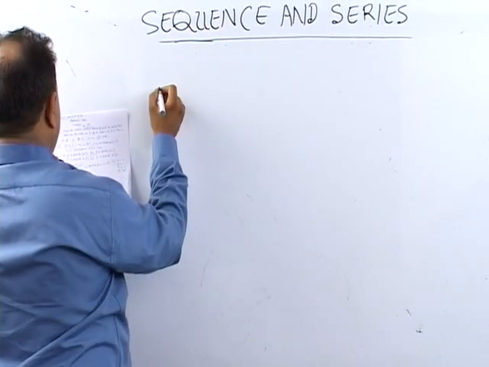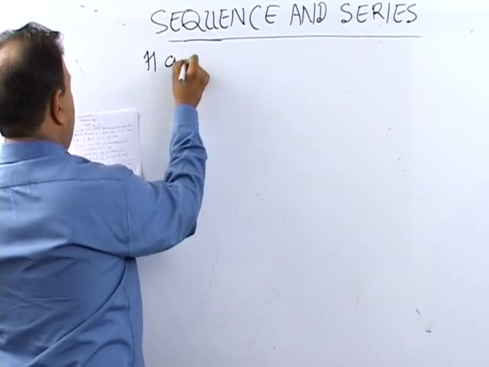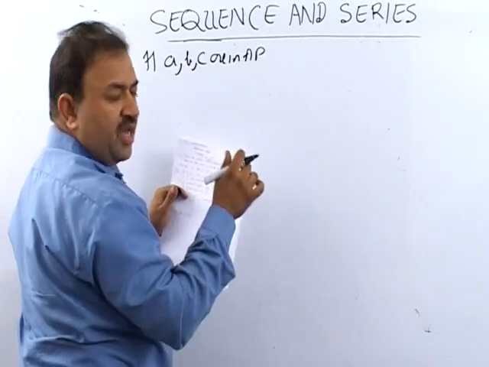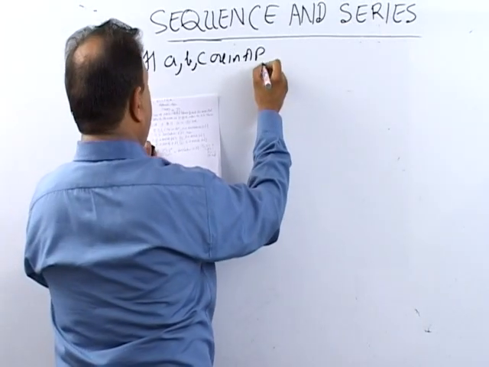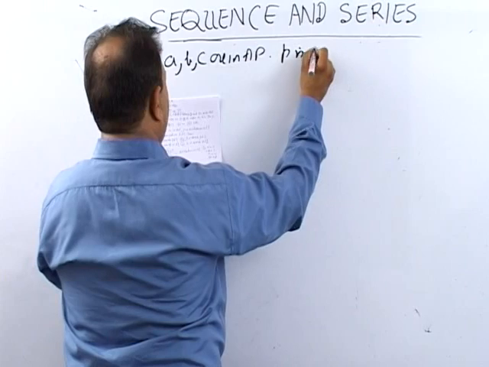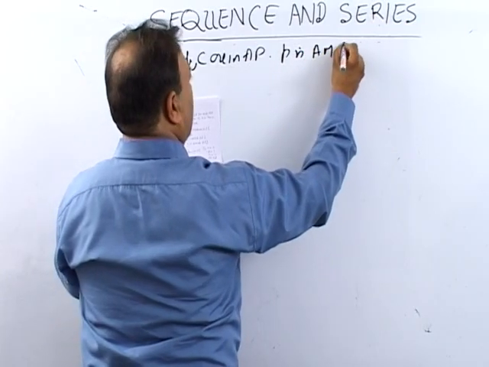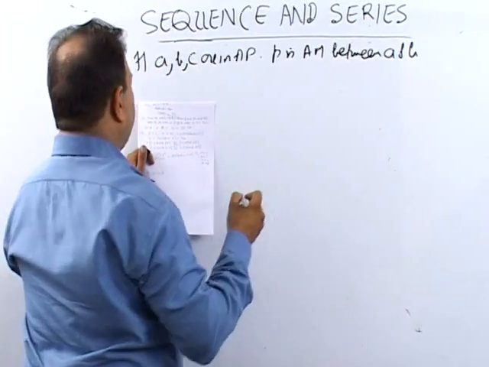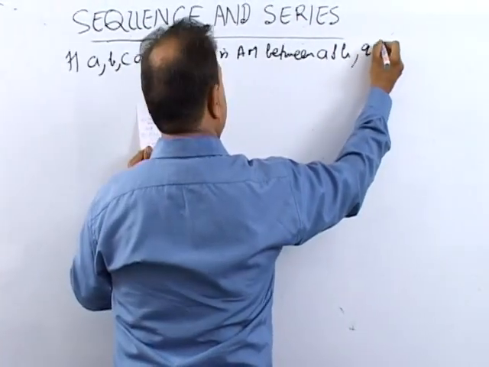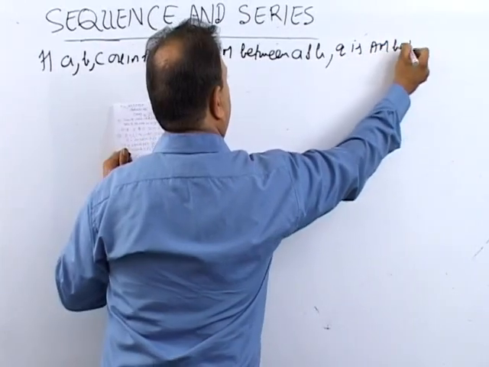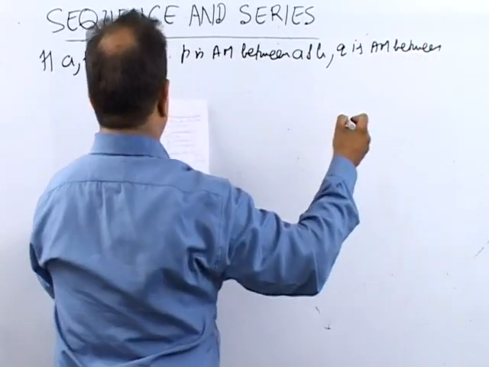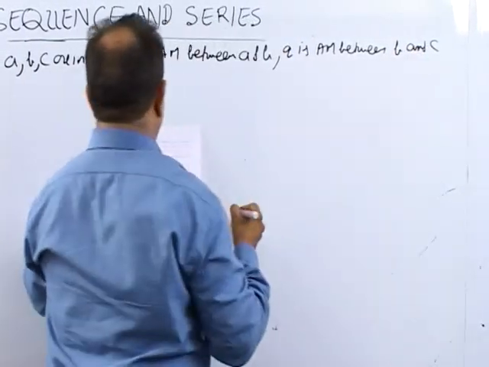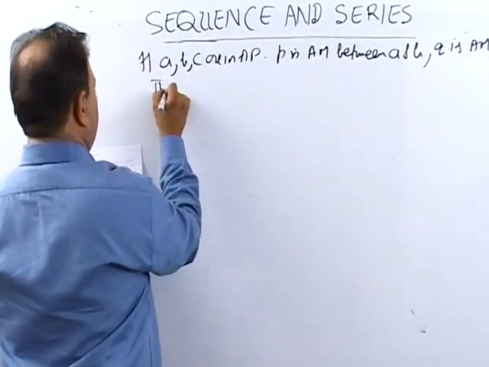The question is: if A, B, C are in AP, and P is arithmetic mean between A and B, Q is arithmetic mean between B and C, then the options we have been given are as follows.